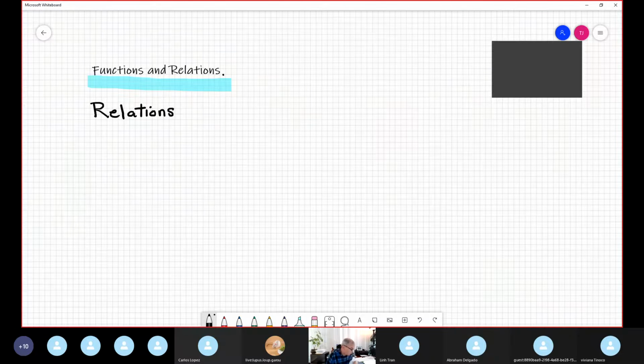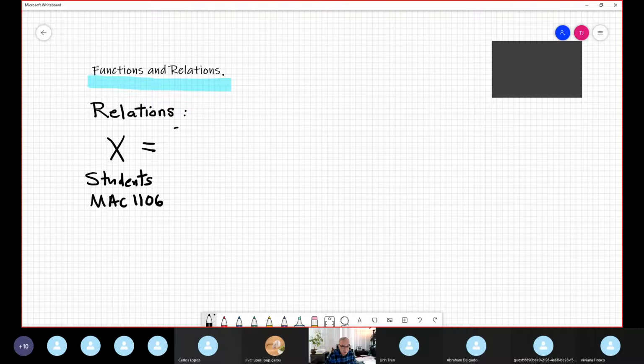Okay. A relation is an association between two sets. Let me put an example to make it clearer. Suppose we have one set. A set is a collection of objects. I call it capital X, and it represents, for example, the students in the MAC1106 class. Hypothetically, to make the example, I copy 4 names.